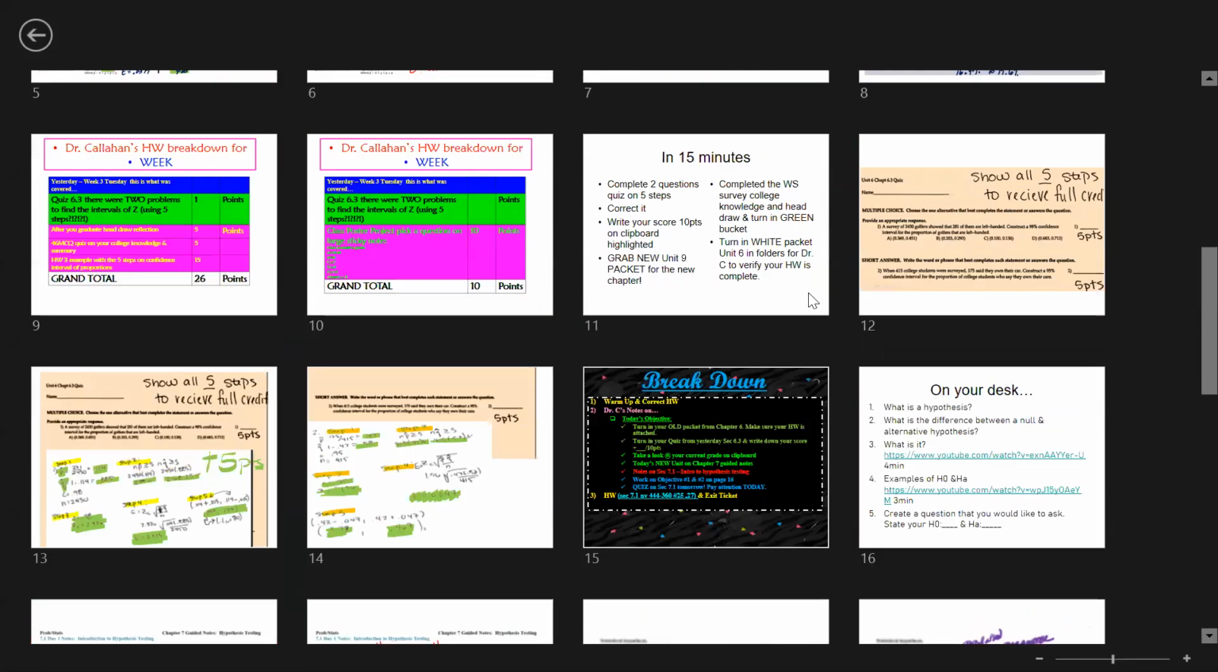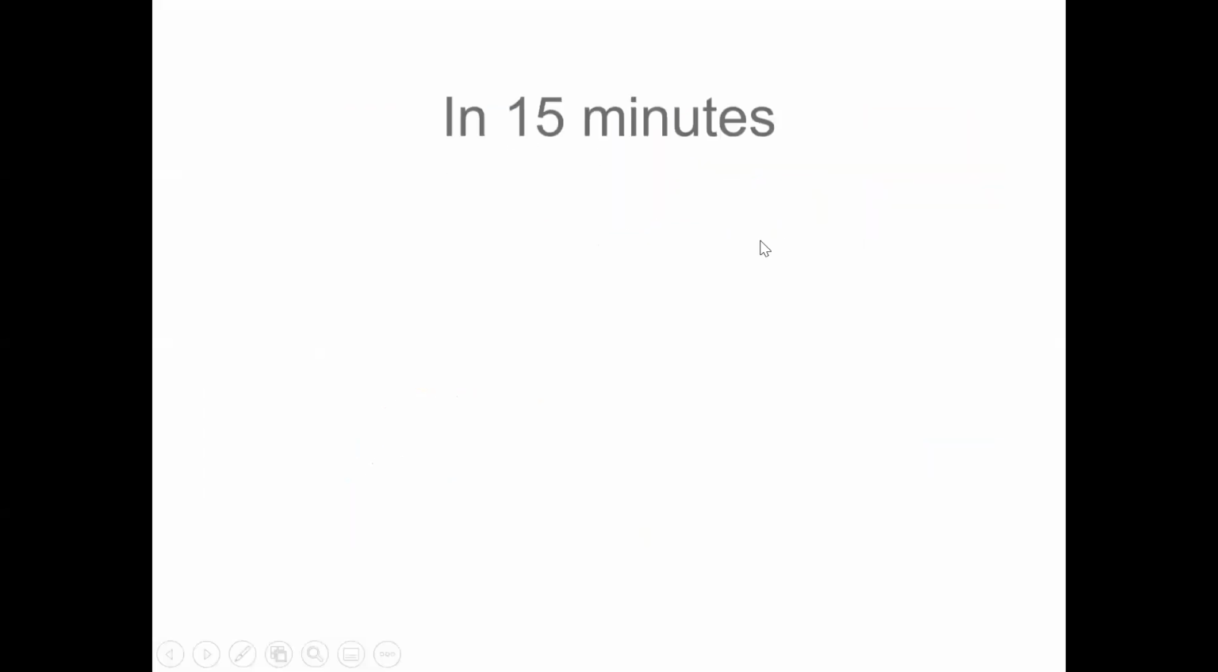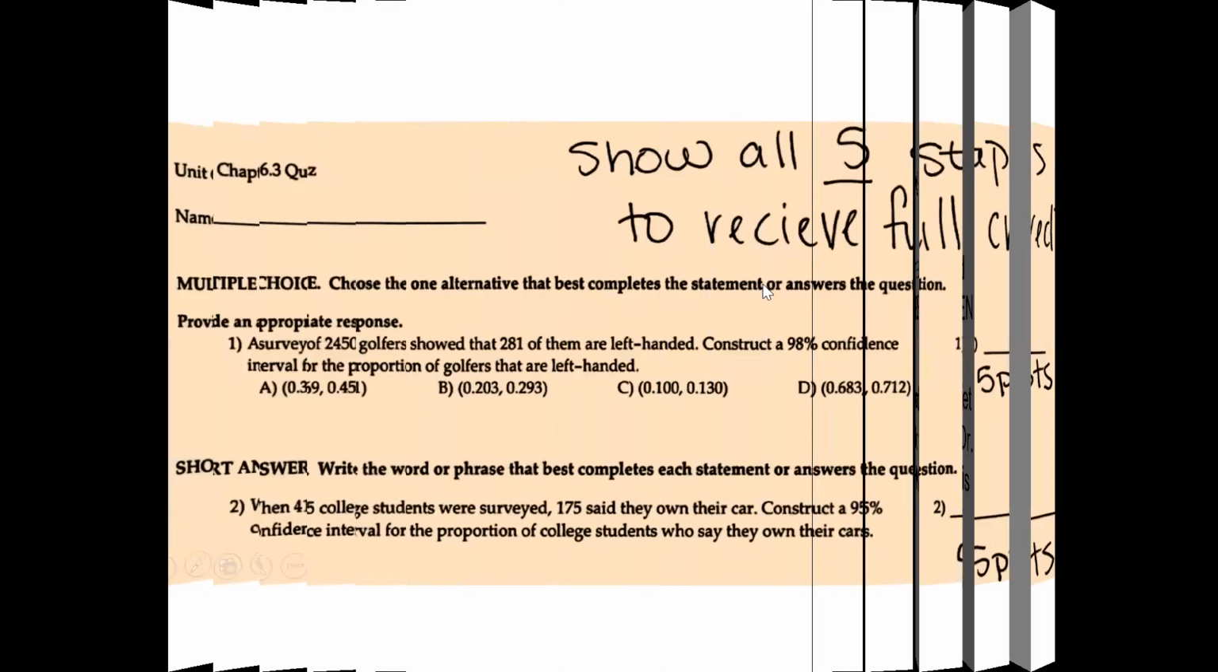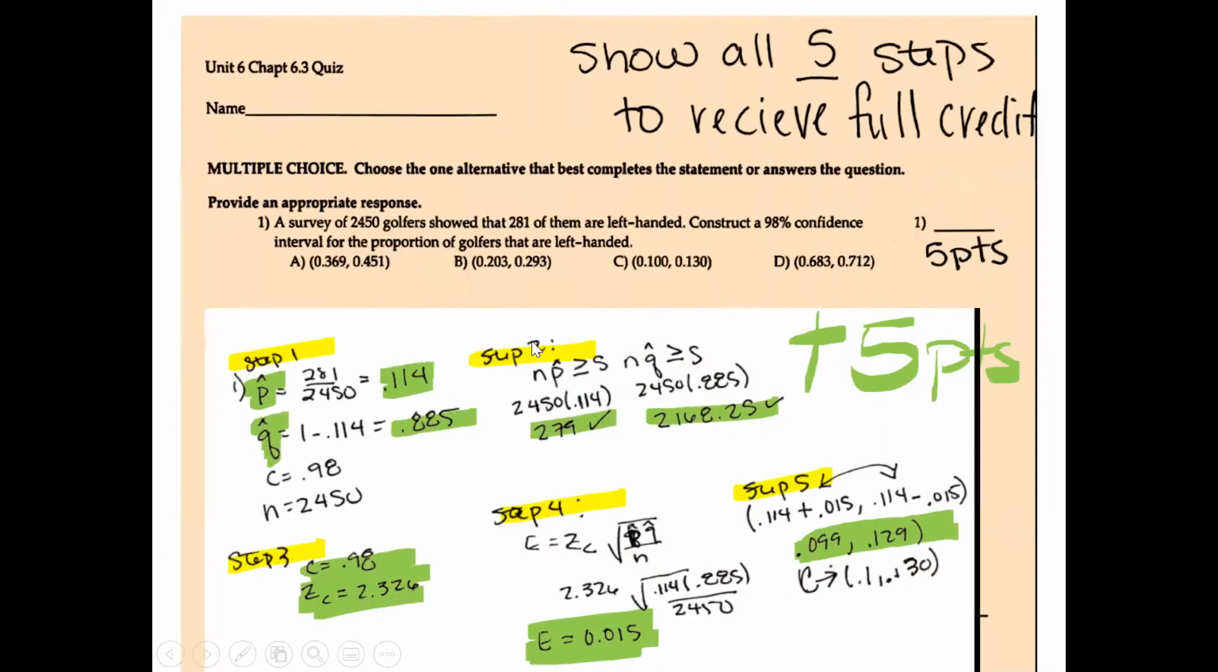Okay, so when I saw you last time, which was on Tuesday, you completed the quiz. That was our first quiz with the 5 different steps, and that's worth 10 points. So if you did not do that, you need to make sure you go back to Week 3 Tuesday to complete it.